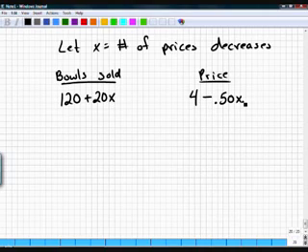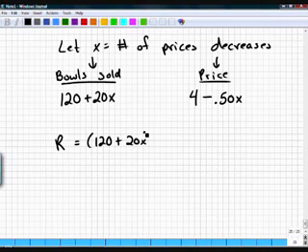Now the actual revenue. Here's where our function comes into play. This is how many bowls he sells. This is the price that he sells it at. How do you normally find out how much you're making? Let's say I sold 10 bowls for $4 a bowl. How much money did I make? $40. You multiply the two. So the revenue, I'm going to call it just R, is equal to (120 plus 20x) times (4 minus 0.50x). The revenue is equal to the number sold times its price.